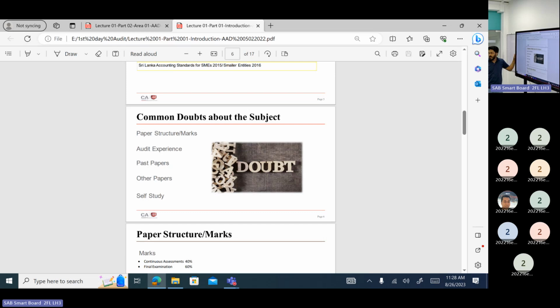So other papers, it's up to you to design. CA papers, SCA papers, you can read that and get ready. Self-study is a must.